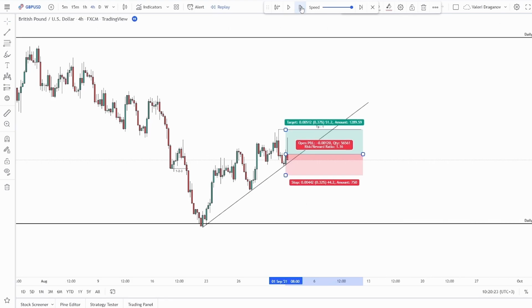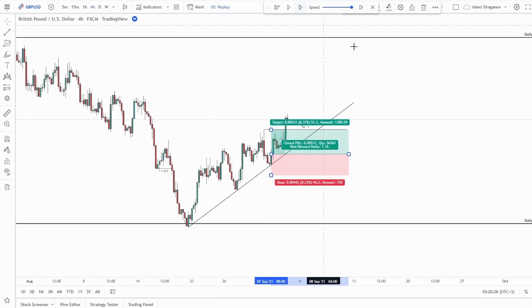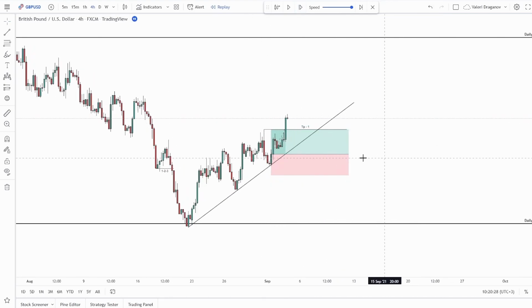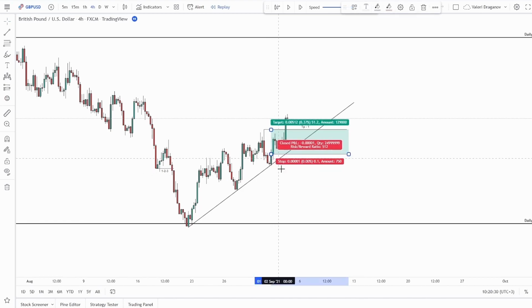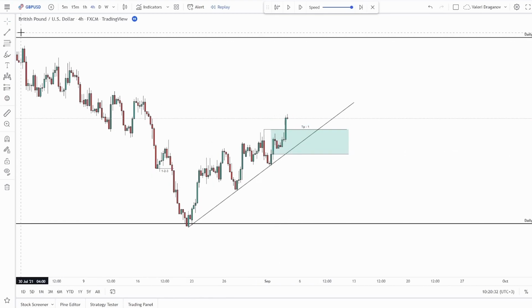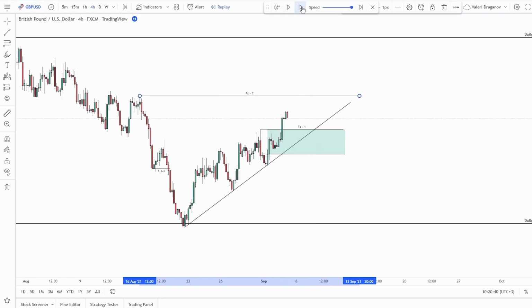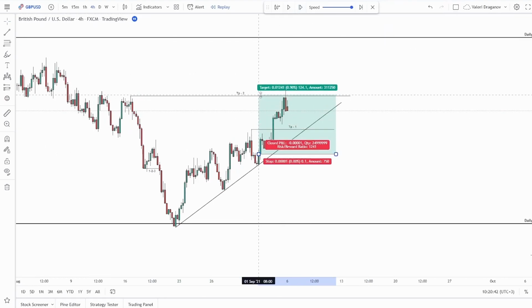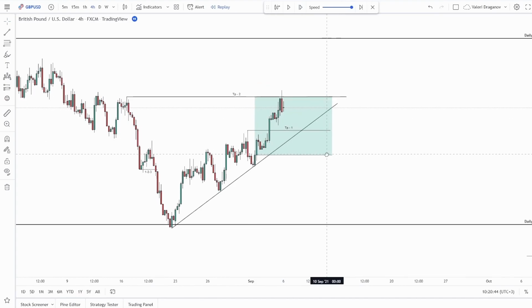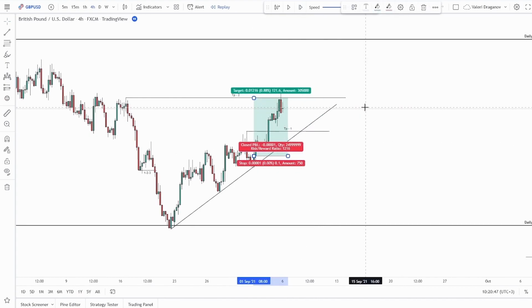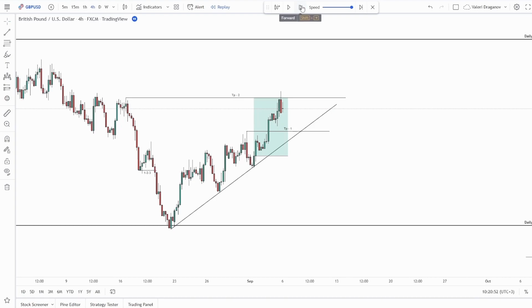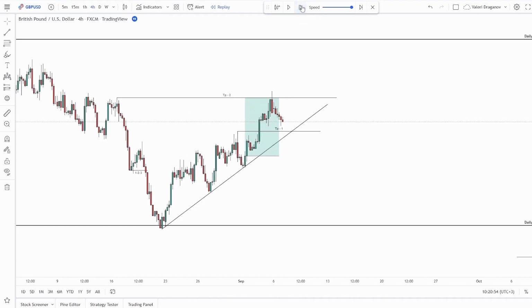Let's see. Here our first take profit is hit. We're gonna protect the deal by moving the stop on profit and extend our next take profit to the next previous stop. Here, our second take profit is hit. Let's see what the price does next.